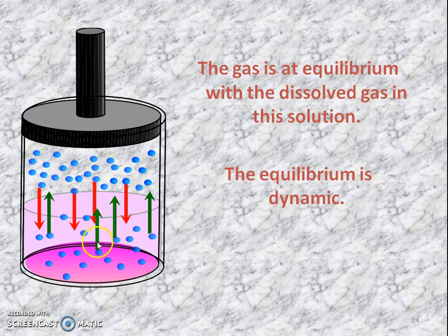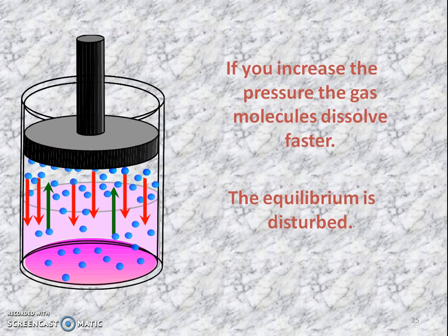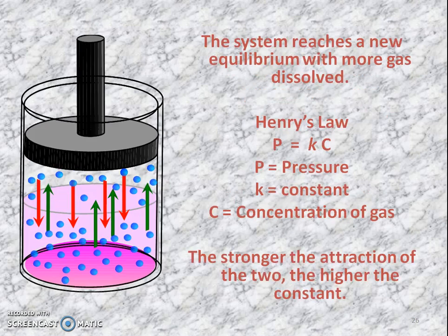Everything is settled. We have our liquid, and we have our particles going up and down at the same rate, right? We have particles from the liquid turning into gas at the same rate that these gas particles are coming back down. Remember, it's a closed system, so it's a dynamic equilibrium. So if we decrease the volume or increase the pressure, we're going to make those molecules dissolve faster. More of those molecules are going to get into the solution. Now we've disturbed the equilibrium, and that's okay because eventually the equilibrium comes back.